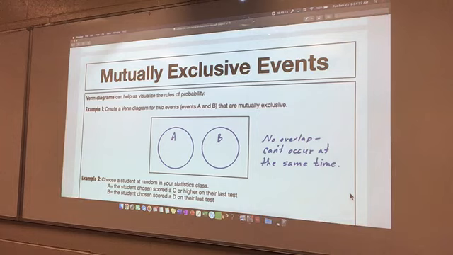Now, for them to be mutually exclusive, would you agree that this Venn diagram is portraying that? Yes. Why would they not intersect? Because they're not going to have anything in common, right? So they cannot overlap because they cannot occur at the same time, with A and B acting as events.